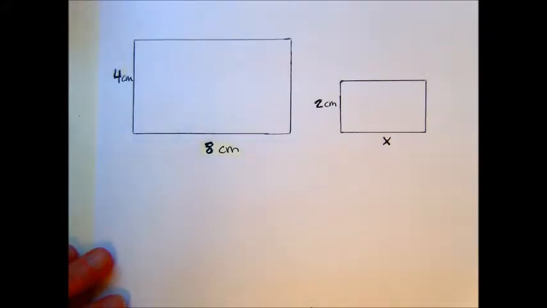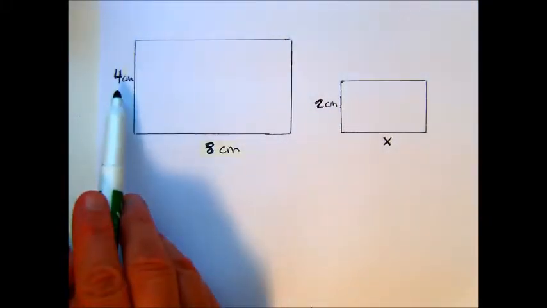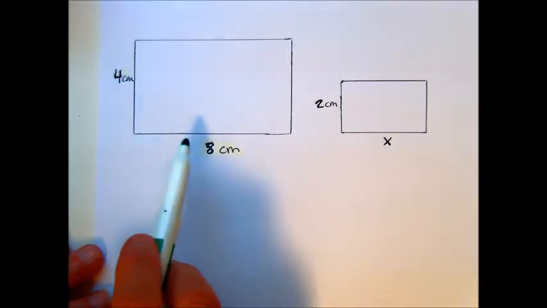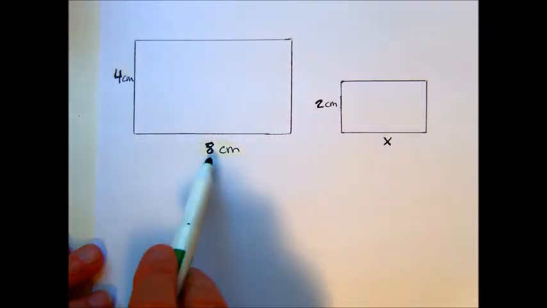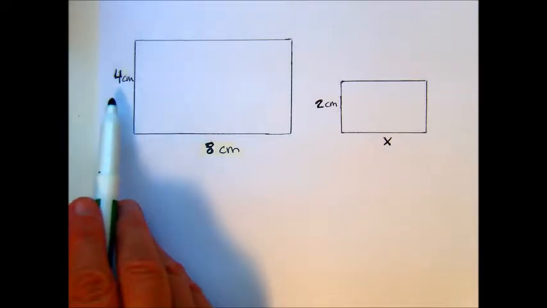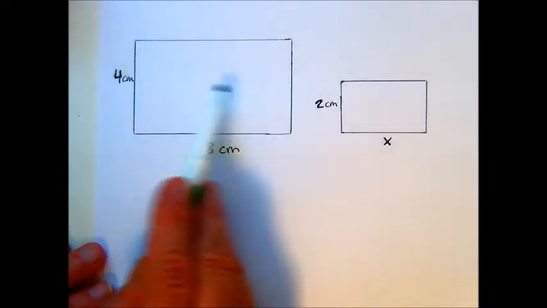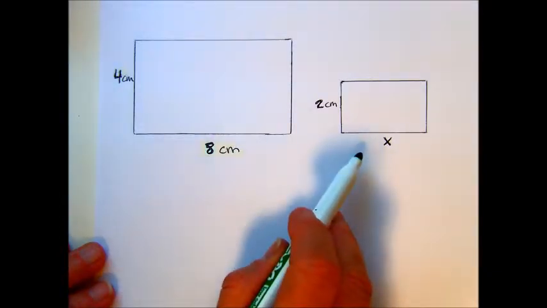Now there's a few ways that you could set up your proportion ratios. In one instance, we could set it up so that the 4 is on the top and the 8 is on the bottom. Or we can set it up with the base number, or the 8, on top and the 4 in the denominator position. We could also set it up where the 4 and the 2 are within one ratio and the 8 and the x are in the second ratio.